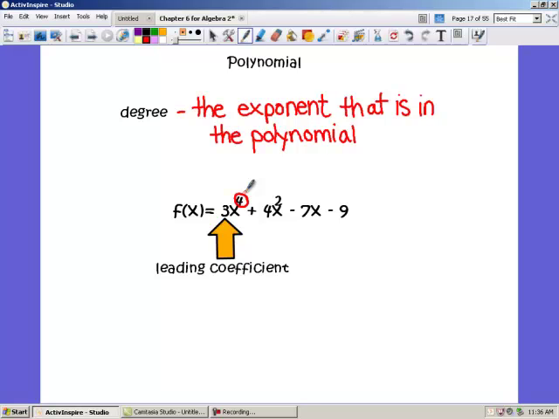Now polynomials also have a leading coefficient. The leading coefficient is the number that starts out or leads the polynomial. But you have to be careful with this because it has to be in order. So make sure that you have the highest exponent listed first, and then it goes to the lowest. So here we have 2, 1, and then none. The highest exponent is 4, and the number before this, which is 3, would be our leading coefficient.